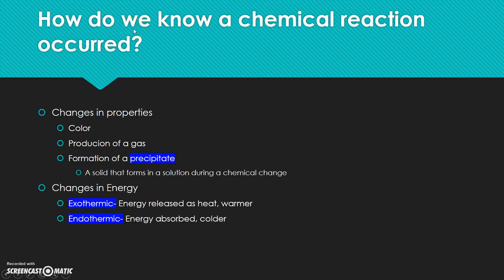So, how do we know a chemical reaction occurred? Well, we have three different changes we can talk about. We have changes in properties, which could be color, production of a gas, or formation of what's called a precipitate. And a precipitate is a solid that forms in a solution during a chemical change. So think about that solid thing that when we did the water or we did the Alka-Seltzer and vinegar, that was a precipitate. It's a little nasty because it was wet, but that's what it is.